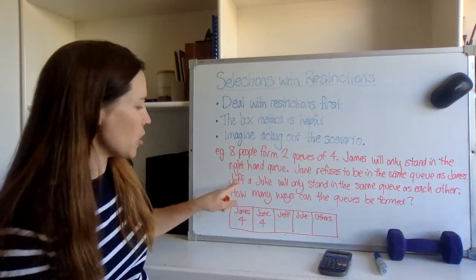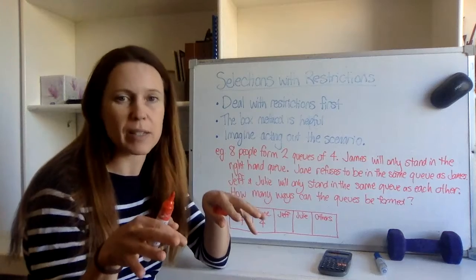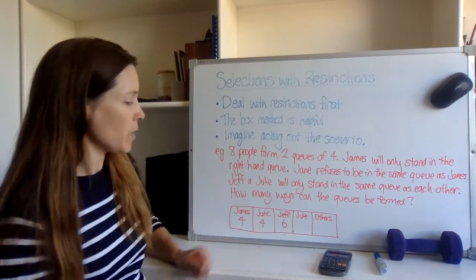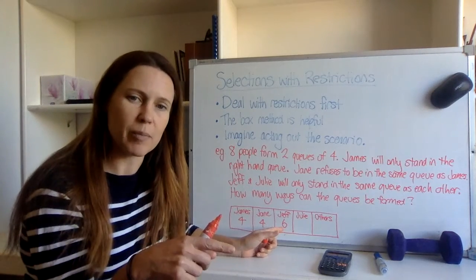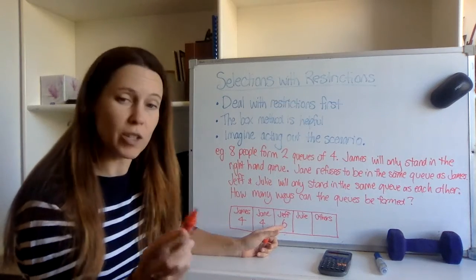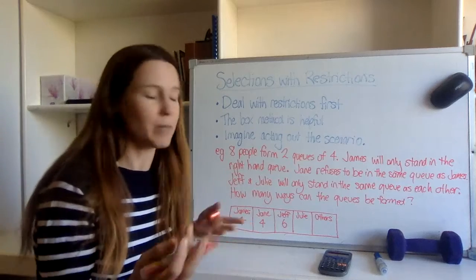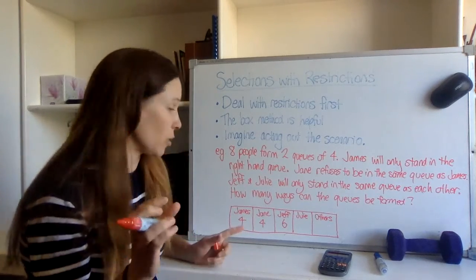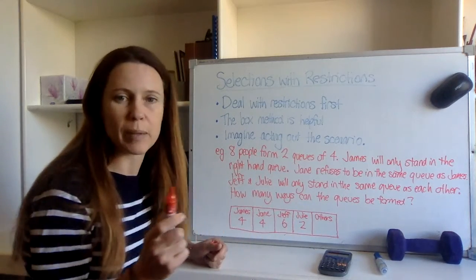So let's just consider Jeff first. He could stand in any of the 3 places on the right or any of the 3 places on the left. So he's got 6 places he could choose to stand. But Julie, once Jeff's chosen where he's standing, she'll definitely be in the same queue as him. And if the queue that she's going into has Jeff in it and it's also got either James or Jane, doesn't really matter which one, then there must only be 2 places left in that queue for her to stand. So she only has 2 places that she'll be able to choose.